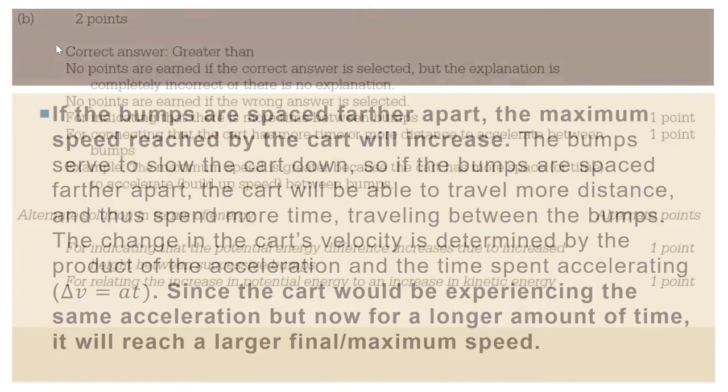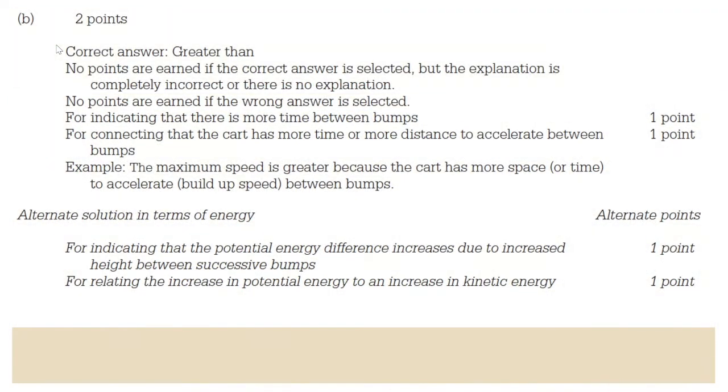All right, looking at the scoring guide here, we get 1 point for saying there's more time between the bumps and 1 point for connecting that the cart has more distance to accelerate between the bumps, has more time or more distance. Notice you can argue that in a number of ways, specifically because there are different kinematic equations that are going to describe how this object moves.